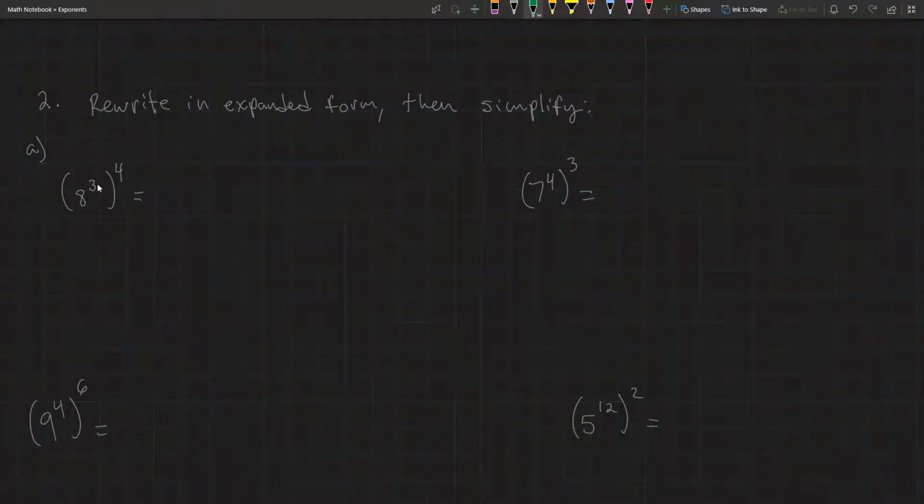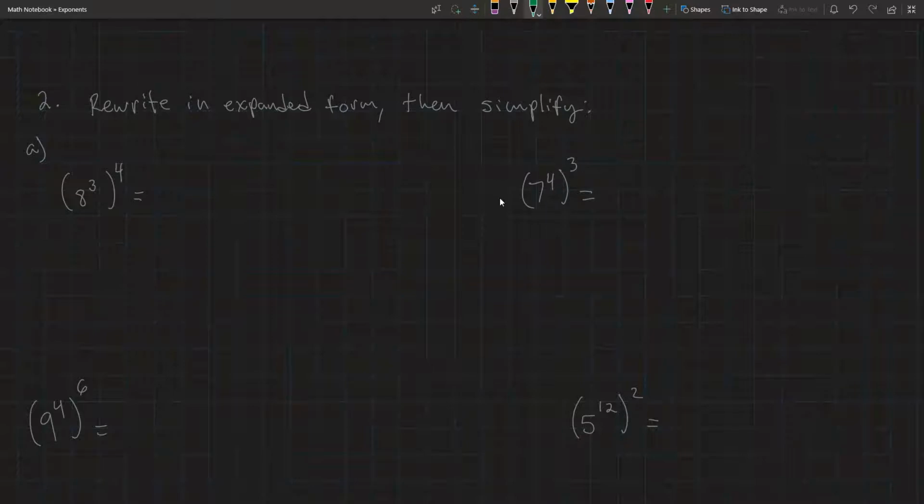We have a to the 3rd to the 4th power, but what's being raised to the power of 4? The a to the 3rd. So I like to think of whatever's inside the parentheses as something to the 4th power. This one right here, instead of 7 to the 4th to the 3rd, let's think of it as something to the 3rd power.